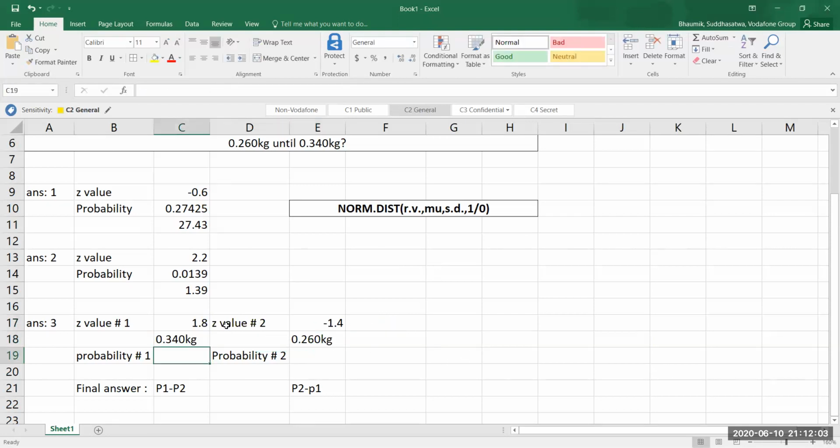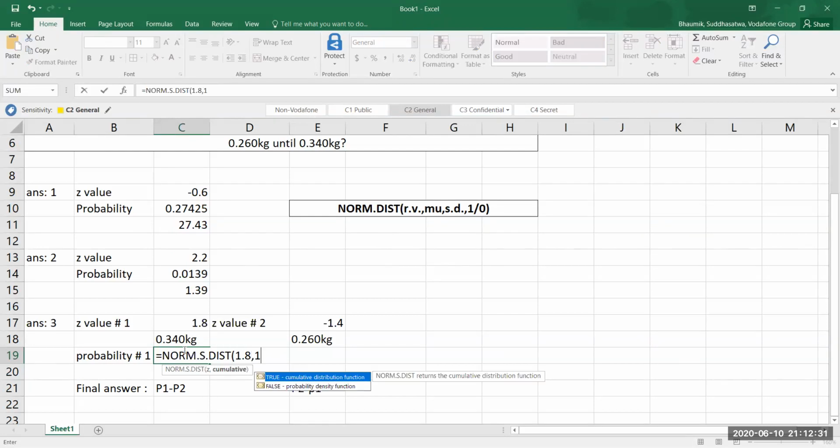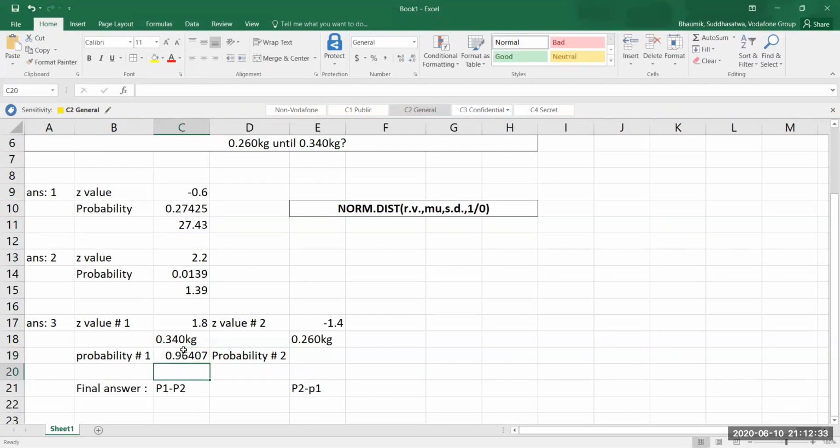Right now, what is the probability of this and what is the probability of that is what we need to figure out. Right, so let's calculate the probability. We know we can use this norm.dist. Okay, but I'm not going to use that. I'm going to show you something else: norm.s.dist. In this case, I don't need to put all the values. I just need to put the z value. In this case, what is my z value? 1.8. And then I put cumulative equal to 1.